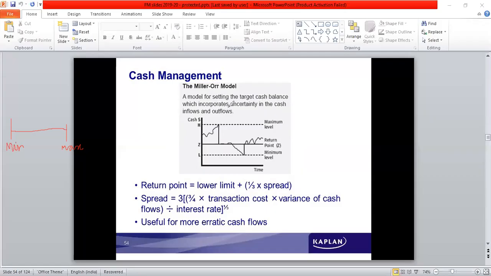Fine. Then, in these fluctuations, when it touches the minimum, it should not be allowed to go below the minimum level.